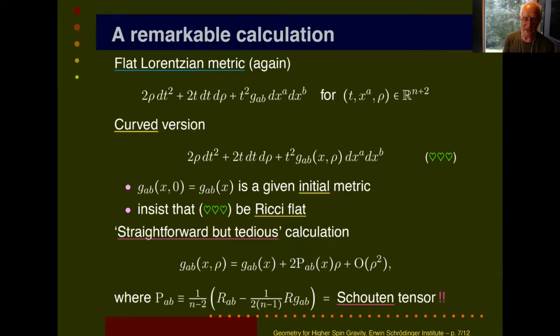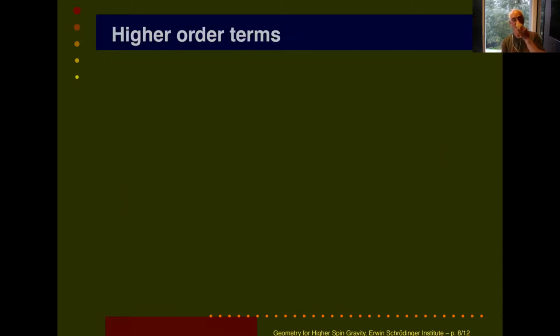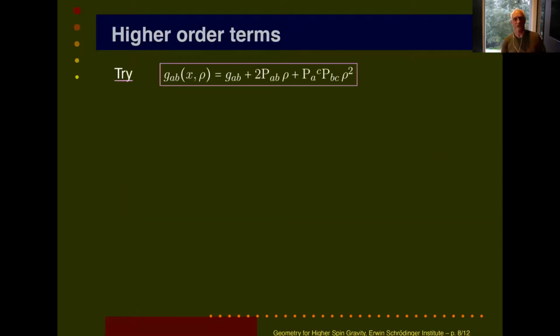But this is the Schouten tensor, and you'll notice it appeared in Andy's talk in an explicit formula for the Cartan connection. So rather than having the Ricci tensor, you have the Schouten tensor instead. So first of all, this is remarkable, and it throws up the Schouten tensor right off the bat. And now, of course, you ask about the higher order terms, and then some real magic occurs.